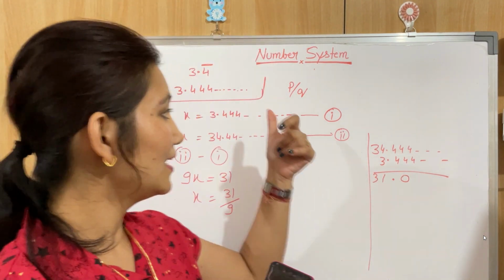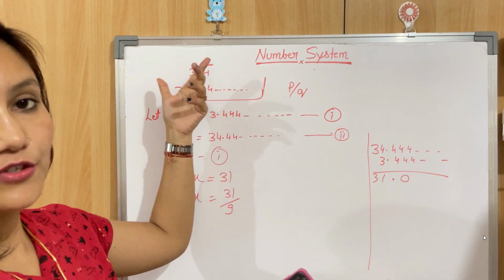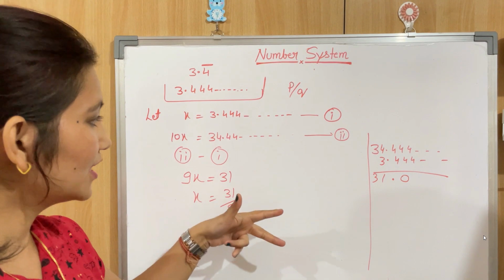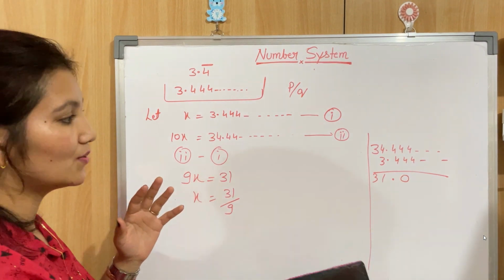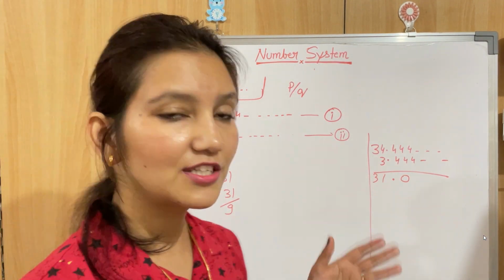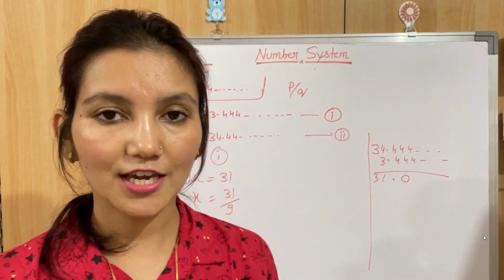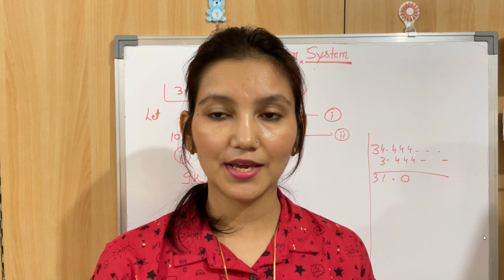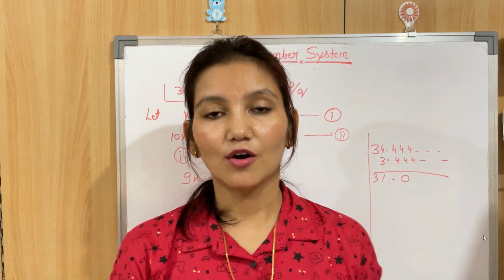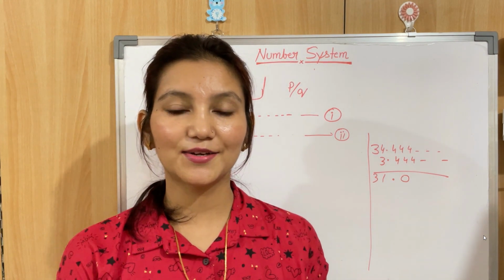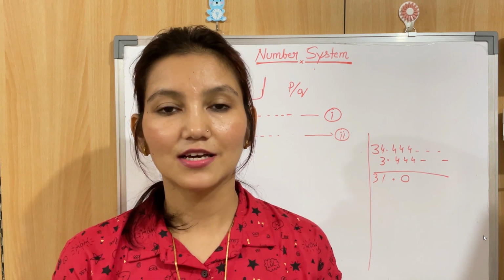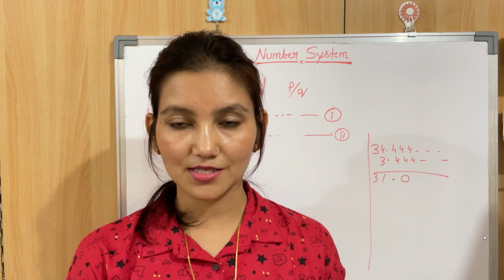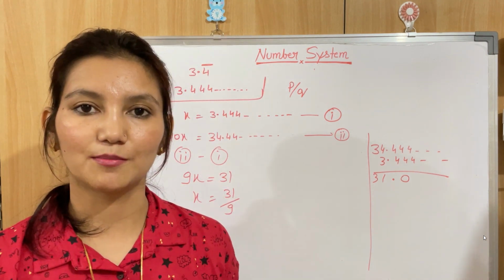If 2 digits are getting repeated, you just need to multiply the equation by 100. If 3 digits are getting repeated, multiply it by 1000, and the further steps will remain the same. We will be solving more questions on this concept in the next video, which will be totally dedicated to questions from this chapter. For now, let's move towards our next concept, which is operations on real numbers.